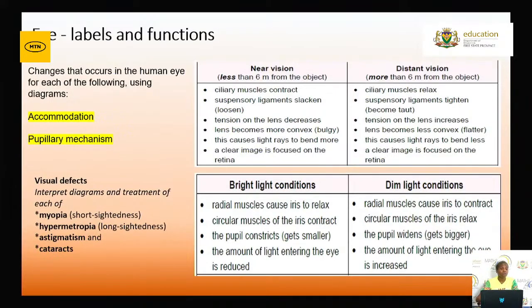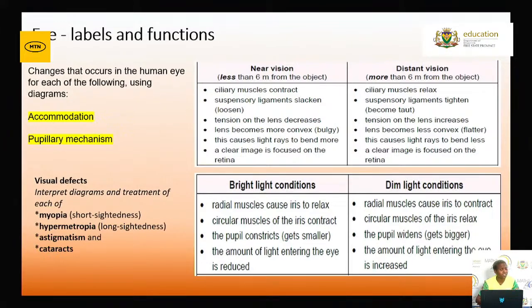And then now we move to the eye. Please remember the labels of the eye and the functions of all the parts which are stipulated in the examination guideline. And then the functioning of the eye. Remember, we have accommodation and the pupillary mechanism. Okay, these two processes are always very important, and they are always there on your examination papers.